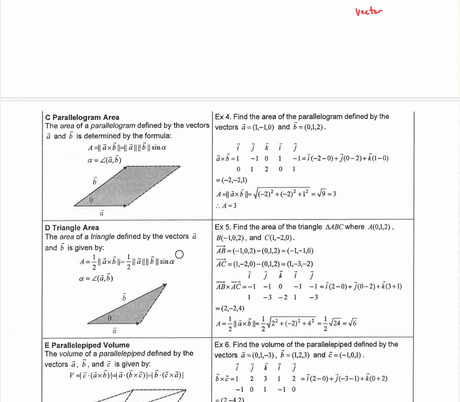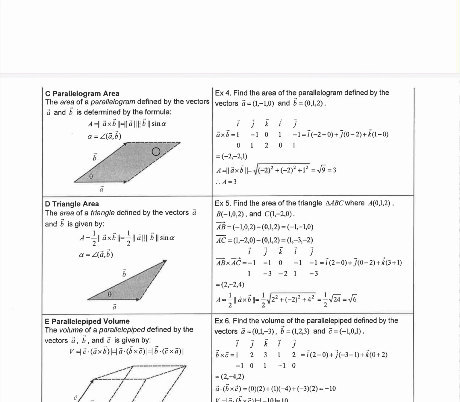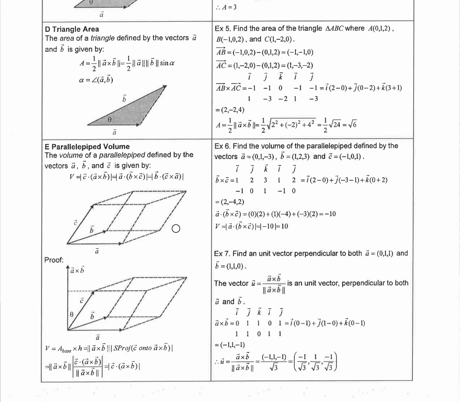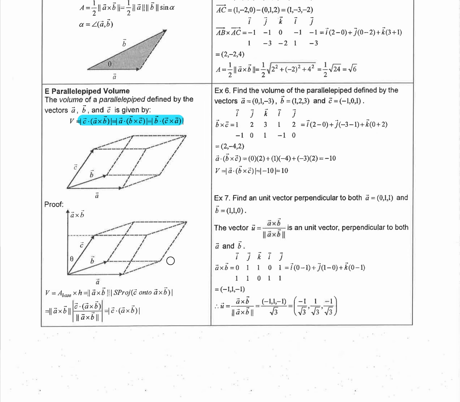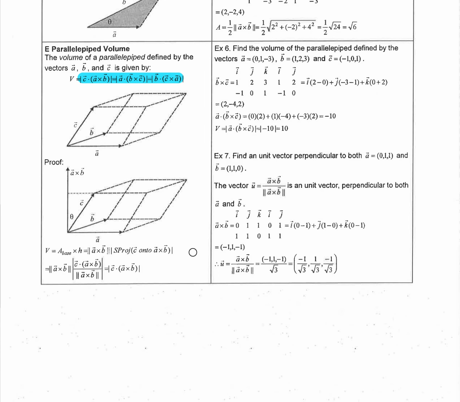These are just some of the formulas. Parallelogram area is just kind of showing how that works. This is just an example. Triangle area is just half. The parallelepiped is just taking a dot b cross c, or any of those versions. Remember, all of those versions are going to be the exact same thing. And this is a proof. You can look at the proof of those things if you want.